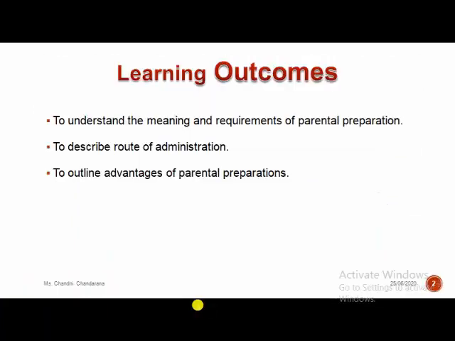So these are the learning outcomes. After attending this video lecture, you will be able to understand the meaning and requirements of parenteral preparations. You will be able to describe the route of administration and you will be able to outline the advantages of parenteral preparations.